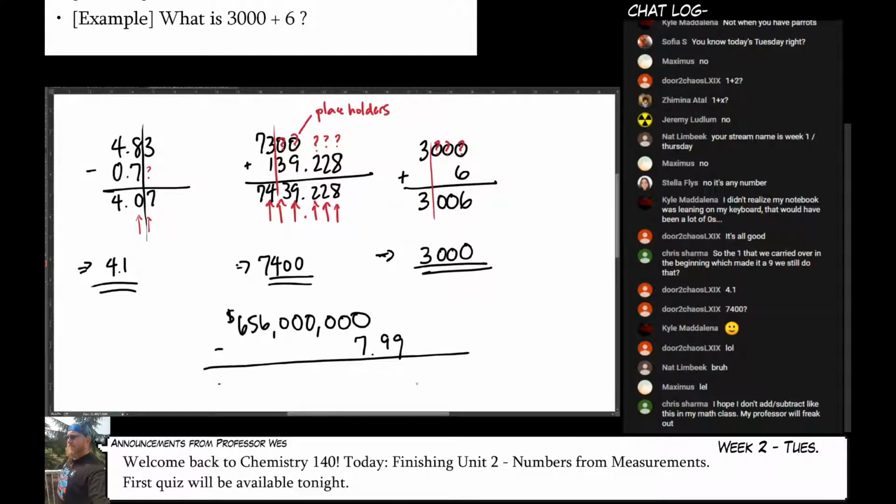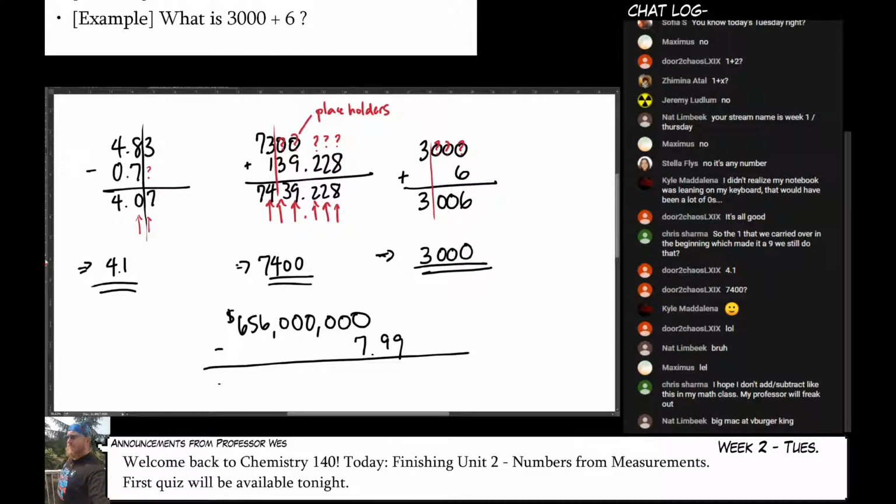Do you have 655,999,992? Or do you have $656 million? Because those digits are the important ones, and you don't care about these digits anymore. You could drop $1,000 and be like, I still have $656 million. You could drop $10,000. You could drop $100,000. Doesn't even affect your bottom line.